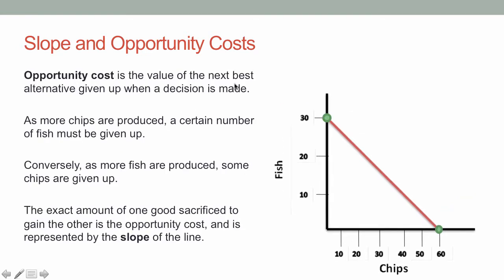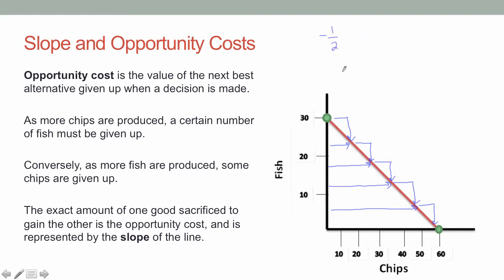All right, so our opportunity cost, getting back to some economic principles. Remember, that was if I choose to invest my resources here, it's the cost of what I can't do with my resources because of certain constraints. When we look at this graph, as we go to higher and higher amounts of chips, what happens to the amount of fish? The amount of fish decreases, right? So when I create chips, there's a cost of not as much fish produced. As more chips are produced, a certain number of fish must be given up. Conversely, if I make more fish, some chips are given up. But we already found the slope was negative 1/2, but what does that mean?